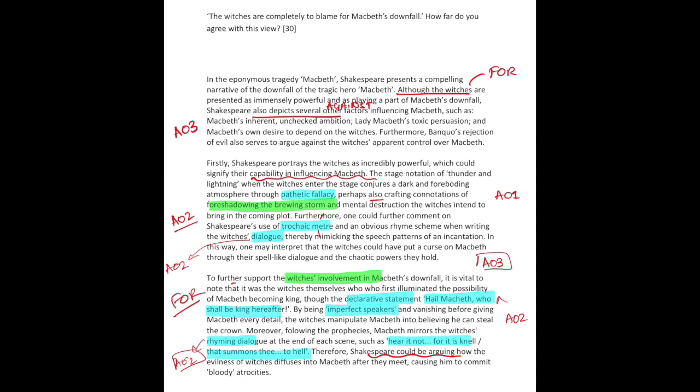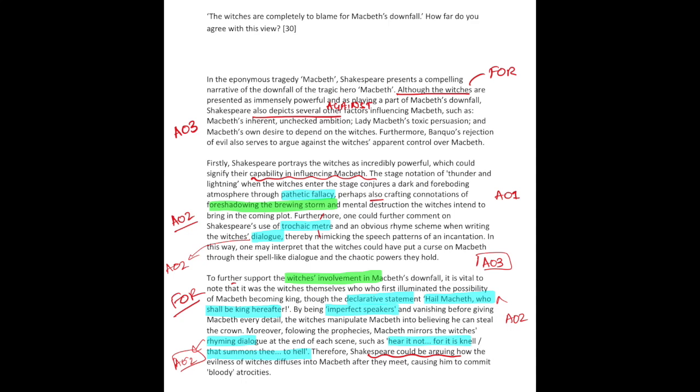Firstly, Shakespeare presents the witches as incredibly powerful, which could signify their capability in influencing Macbeth. The stage notation of thunder and lightning when the witches enter the stage conjures a dark and foreboding atmosphere through pathetic fallacy, perhaps also crafting connotations of foreshadowing the brewing storm and mental destruction the witches intend to bring in the coming plot. Furthermore, one could further comment on Shakespeare's use of trochaic meter and an obvious rhyme scheme when writing the witches' dialogue, thereby mimicking the speech patterns of an incantation.